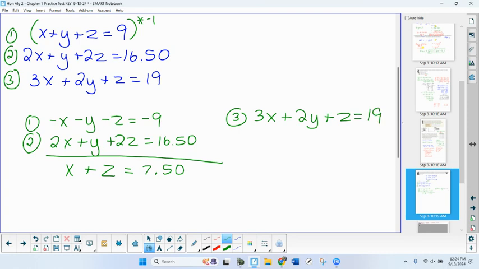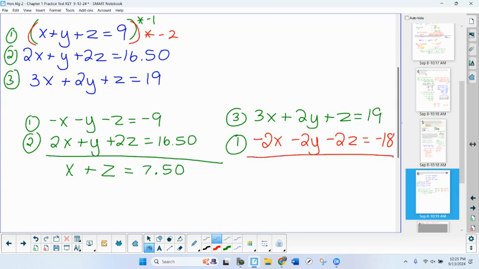And you used it with 1. So same thing. What do you get when you multiply a -1 with 1? Oh no, we're getting rid of y, aren't we? So what would you have to multiply y by now to get the y's to cancel? -2. Now we're going to multiply by -2. So what do you get? Hold on. Negative 2x minus 2y minus 2z equals -18. Okay. Add. What do you get?